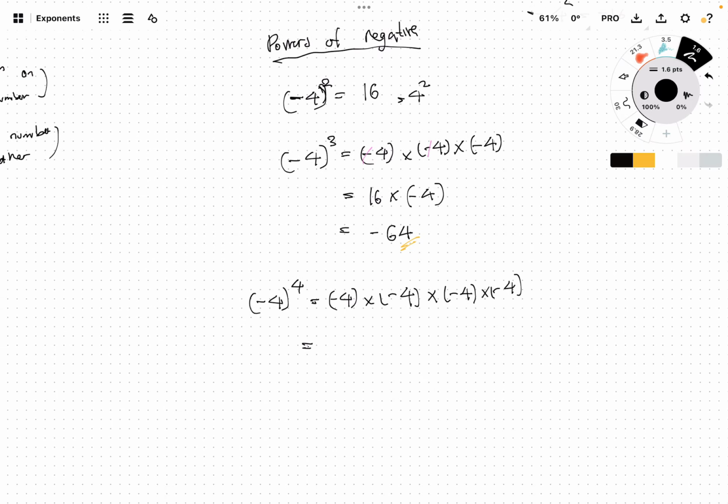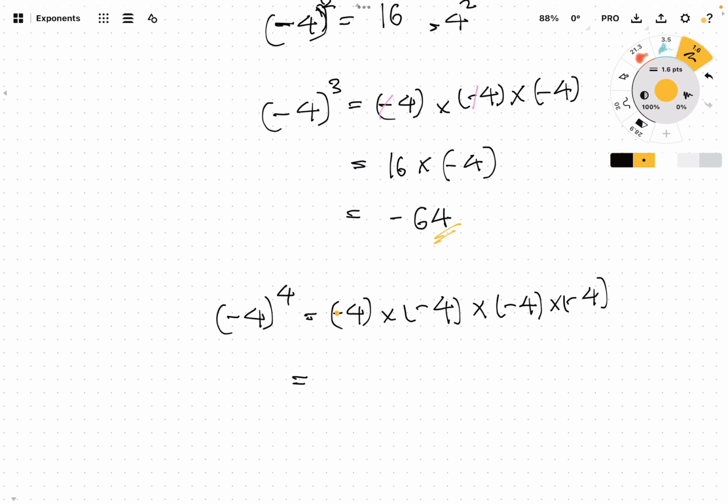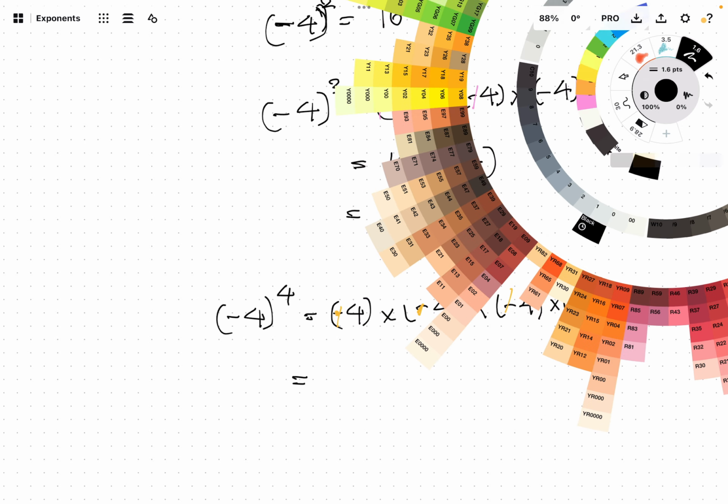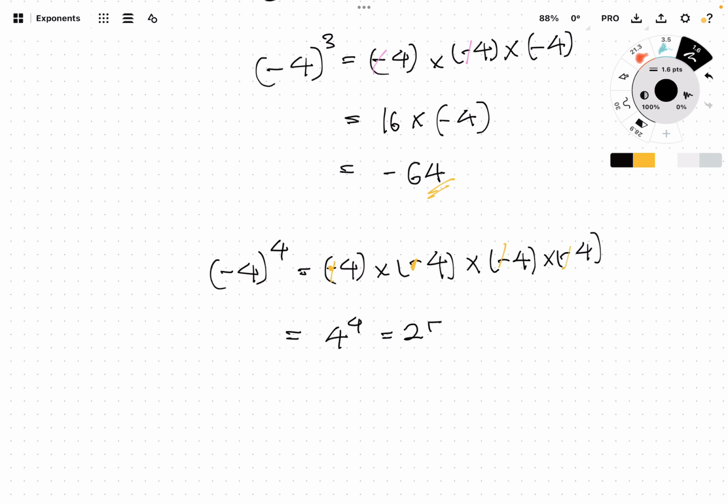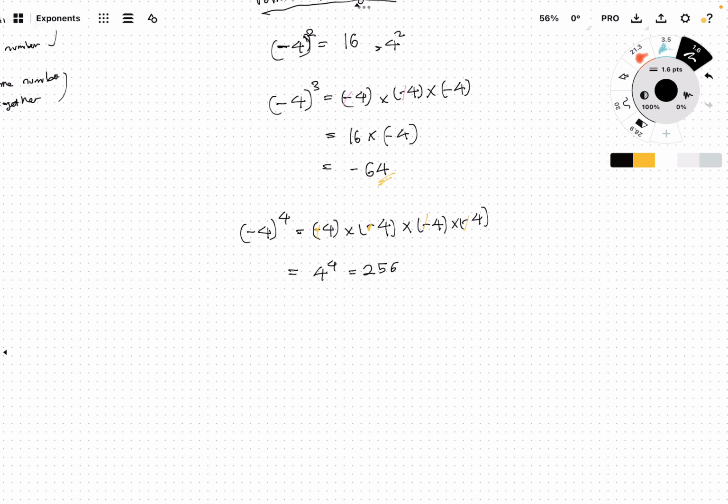Now this is going to get a bit large, so let's focus on just getting the sign instead of worrying about the value. These two cancel, and then these two also cancel. So in the end, you'll just have 4 to the power of 4, which I'll tell you right now is 256. I don't want you wasting time. But the key was, these two cancel together, and these two pair to cancel the negative. So as you can see, the negatives cancel here. It's positive.